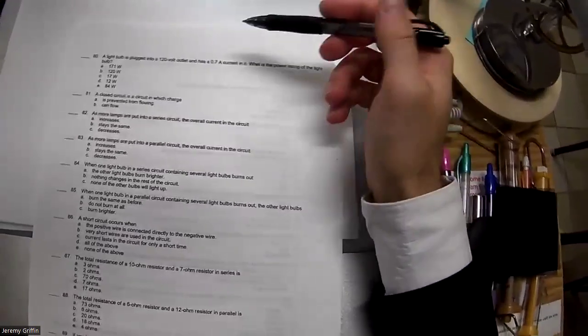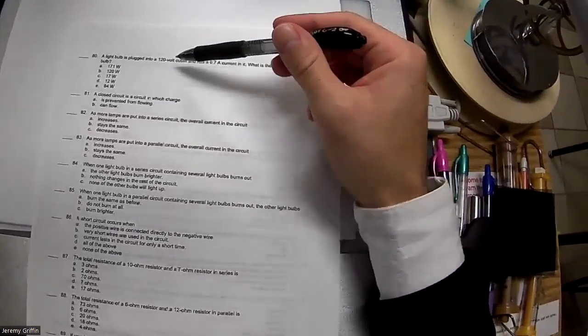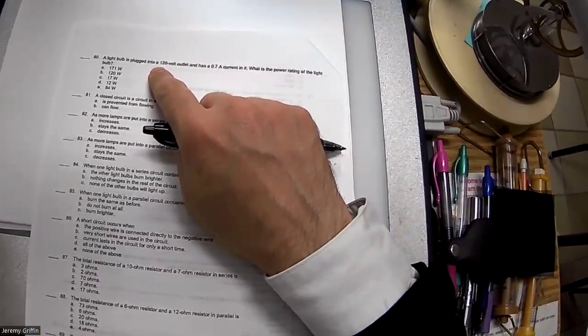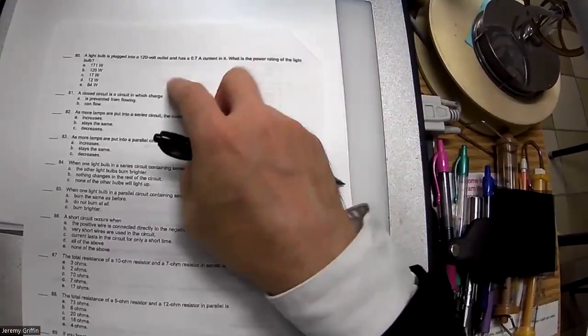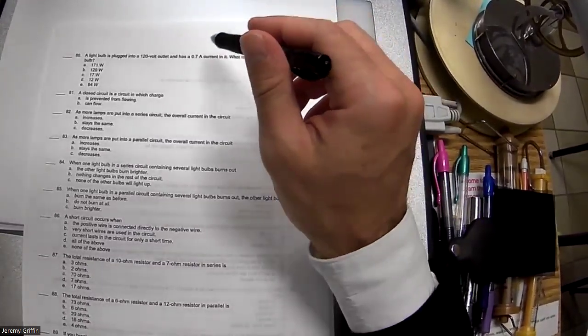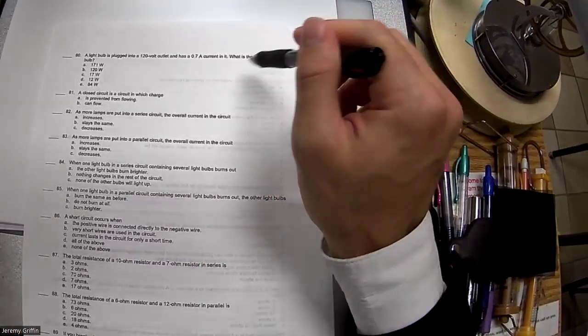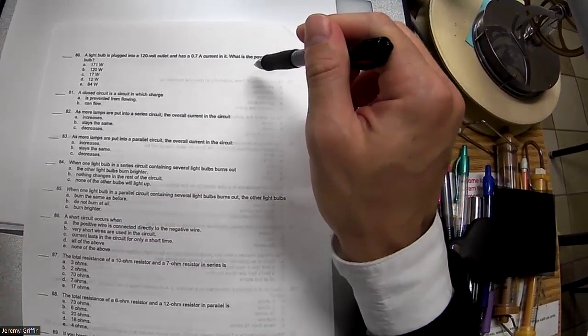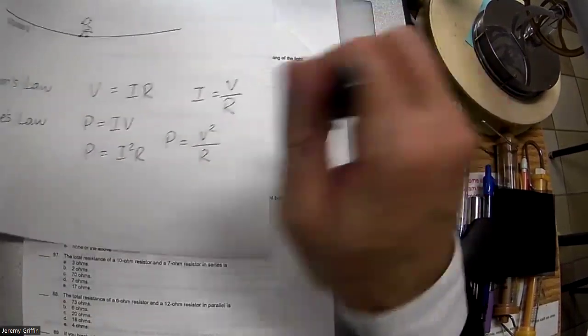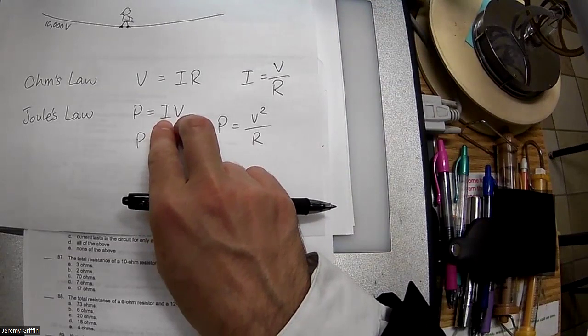A light bulb plugged into a 120 volts outlet. Hey, is that what we got in this room? These outlets in this room, those are 120 volts in America. We got a 0.7 amp current. What's the power? Oh, power rating. Ooh, we're flipping over to Joule's law. Got volts, we got amps. That sounds like this one right here.